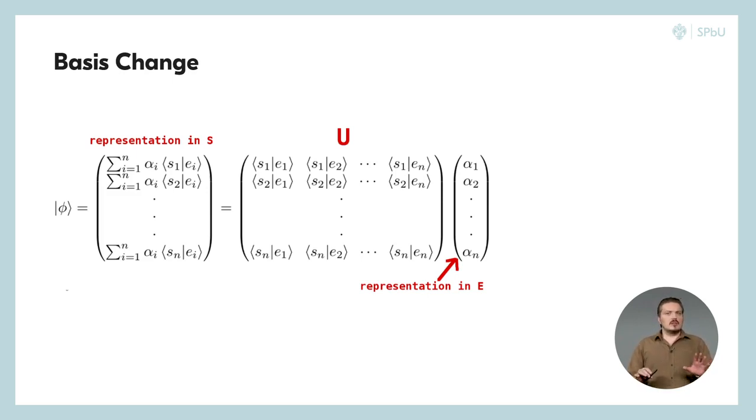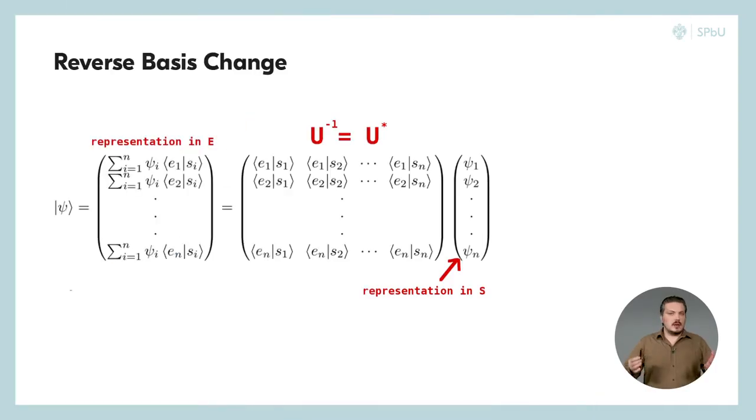Now, what if we want to do a reverse operation? Suppose we have our vector psi in the S representation, and we want to obtain the components of psi in the E representation. Let's assume we forgot them. Since we have this basis conversion matrix, it is really easy to do. But before applying it to vector psi, we need first to calculate its adjoint. That is, to transpose it and to conjugate its components.